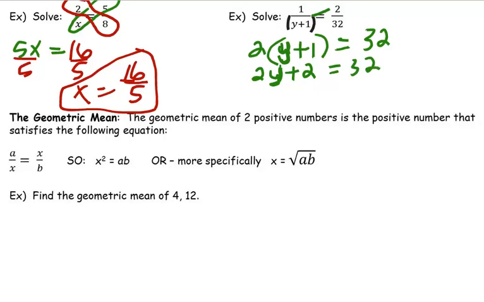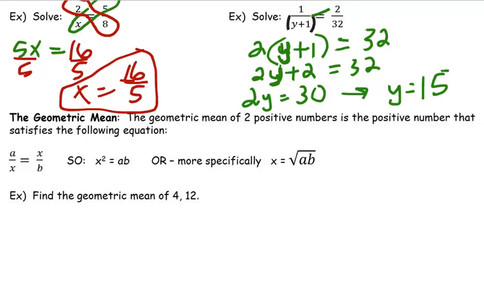Equals 32. So let's subtract the 2 from both sides. When I subtract the 2 from the other side, I'm going to get 2y equals 30. And then I ran out of room, so y equals 15.